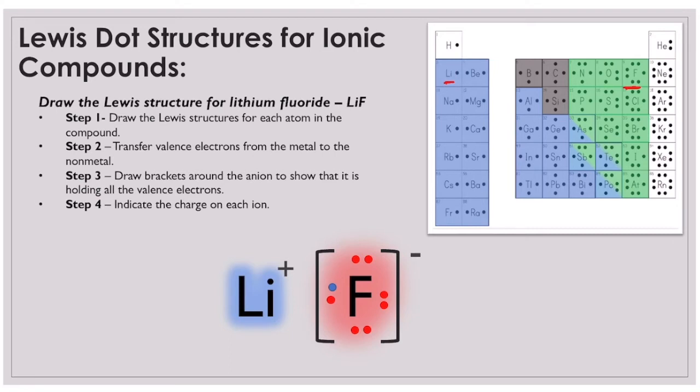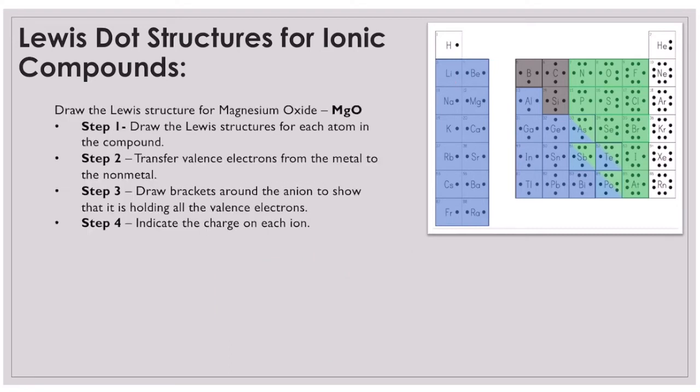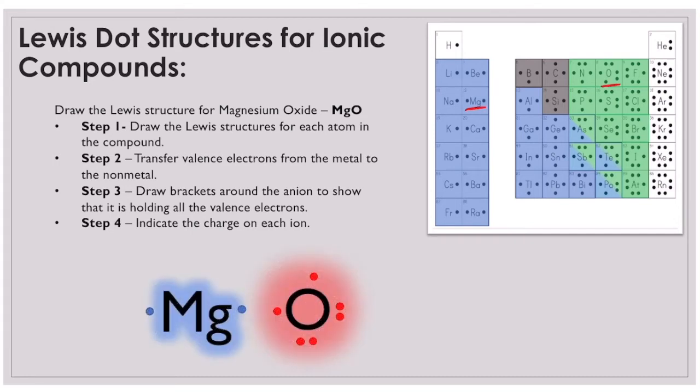Let's take a look at another example. In this example, we're going to be drawing the Lewis dot structure for magnesium oxide, and that's composed of magnesium and oxygen right here. So we're going to draw those Lewis dot structures first. So here are my Lewis dot structures for magnesium and oxygen.